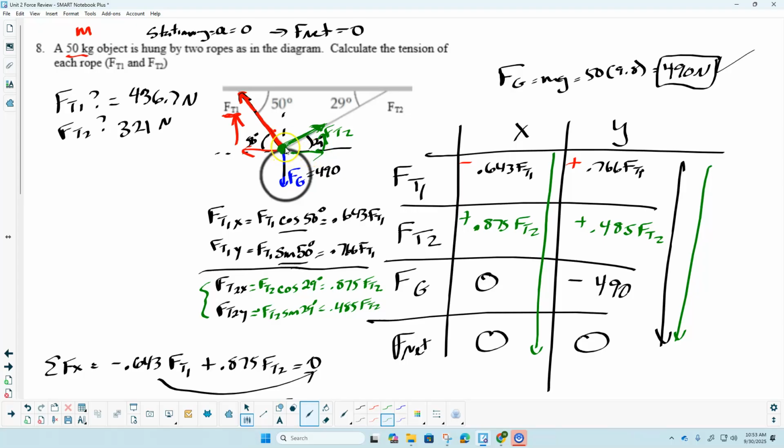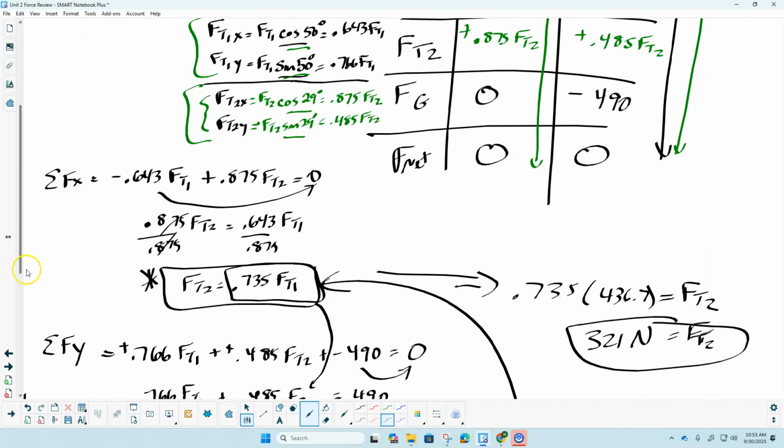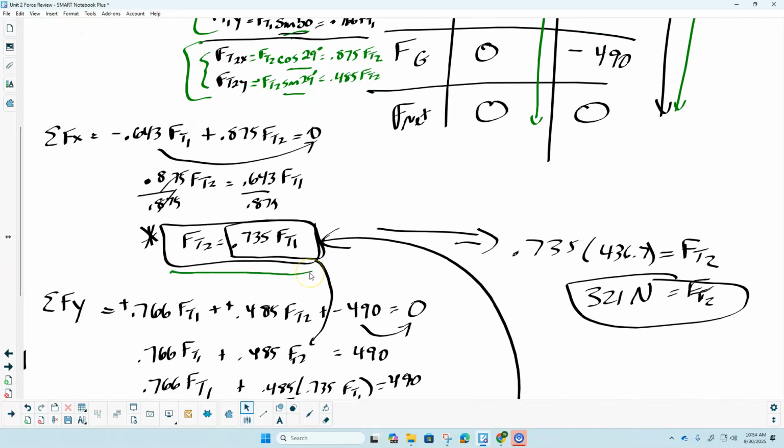We drew a free body diagram like we normally do. We set up our table. We had to find components of our two tension forces, and we just used the cosine and sine to figure those out for the x and the y. With that, we just had to keep working through until we got a relationship between the tension in 1 and the tension in 2.